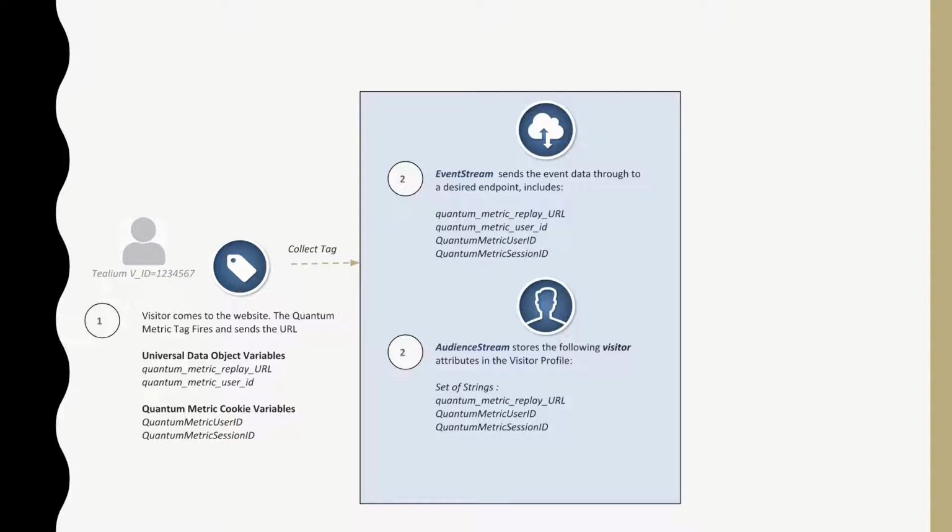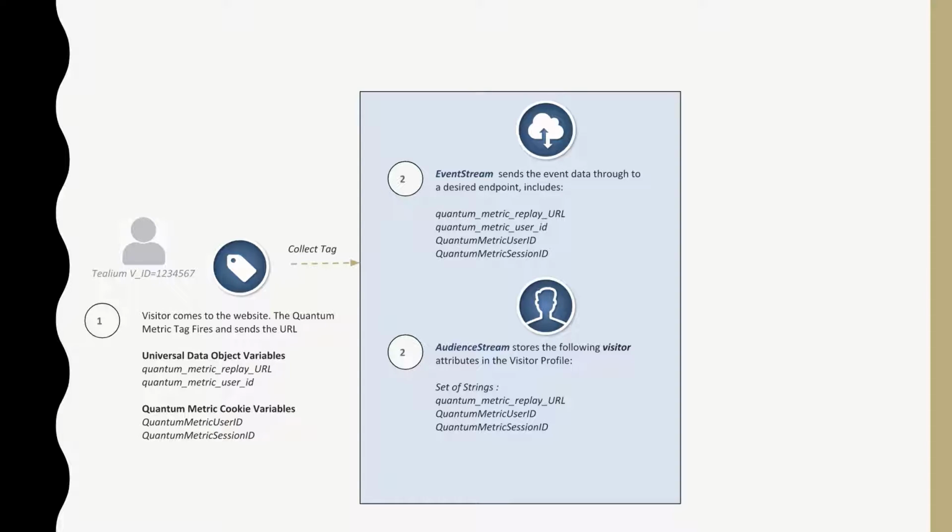So as I mentioned, we started with a simple tag integration where Quantum Metric is available in our tag marketplace. And in order for us to start working with Quantum Metric, we want to start associating or assigning data points to our data layer, such as the Quantum Metric replay URL, the user ID, and the session ID. That tag then gets fired and pushes data into the Universal Data Hub, where two things can happen.